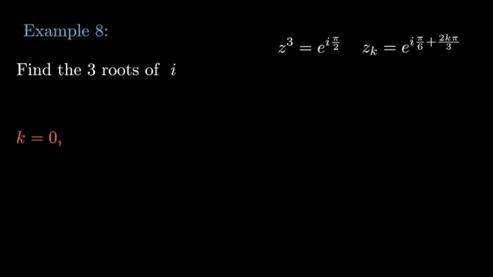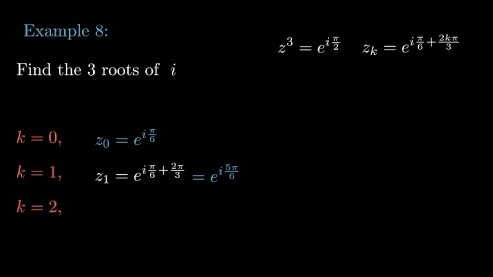So if we set k equal to 0, we find that z0 is equal to e to the i pi on 6. If we insert k equals 1, we find that z1 is equal to e to the i pi on 6 plus 2 pi on 3. And so if we add these fractions together, pi on 6 plus 2 pi on 3 is going to be 5 pi on 6. So we'll have e to the i 5 pi on 6.